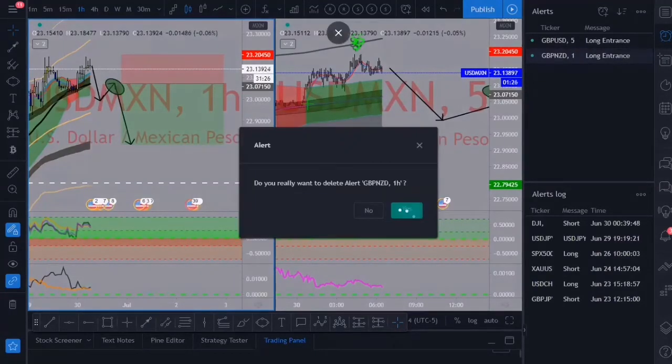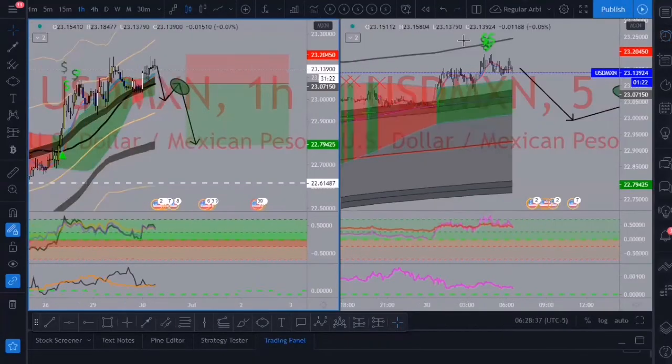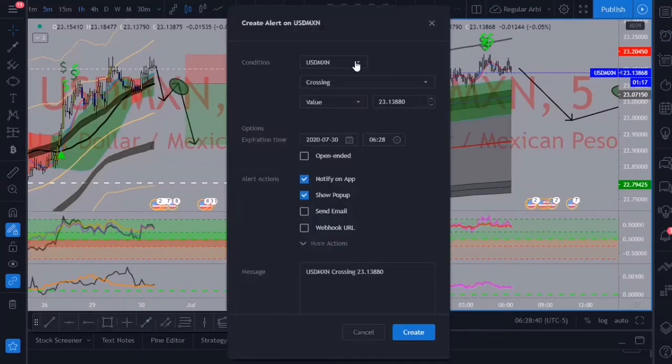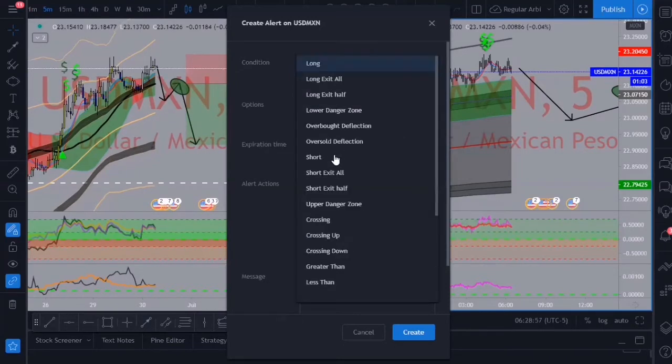All right, cool. So USD Mexican on the 5 minute, set the alert because, like I usually say, the 5 minute would give the alert way before the 1 hour. It'll give it probably even an hour before the 1 hour. So that's why I like setting up on the 5 minute time frame. So short and create.